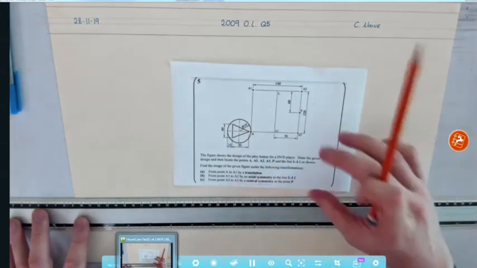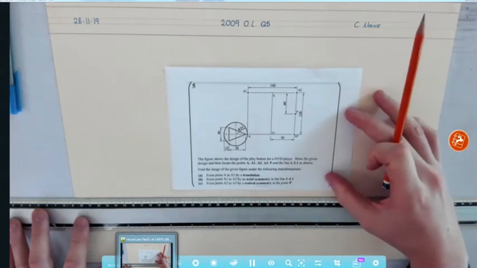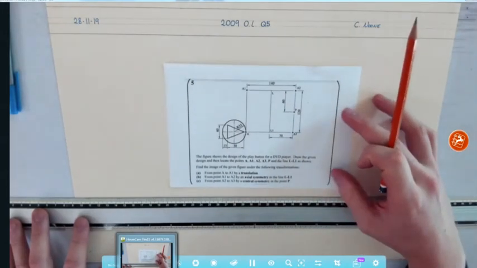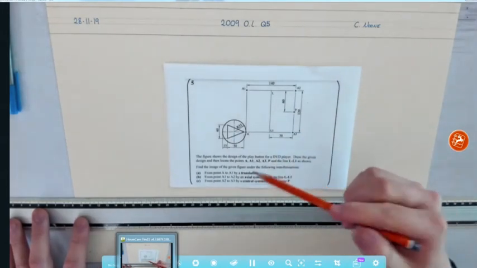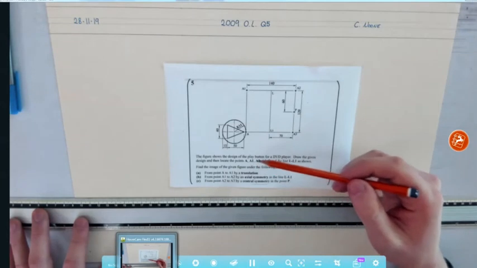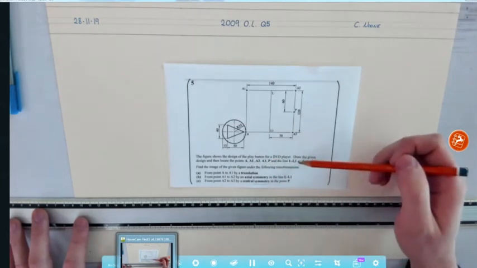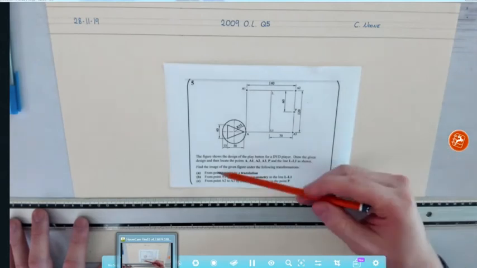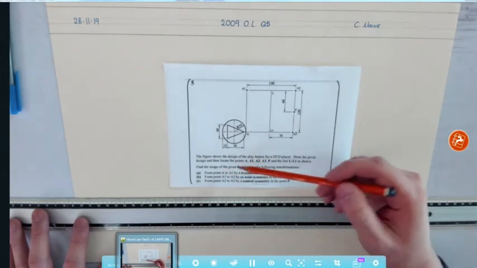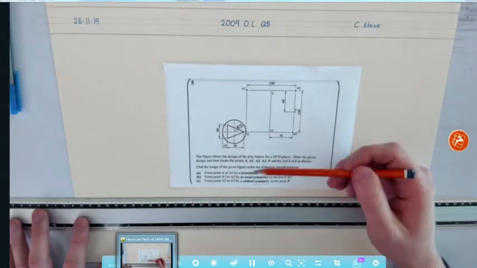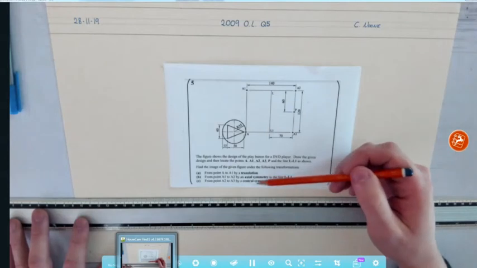If you read the question, the figure shows the design of the play button for a DVD player. Draw the given design and then locate the points A, A1, A2, A3, P and the line L to L1 as shown. So find the images of the given figure under the following transformations: translation, axial, central.